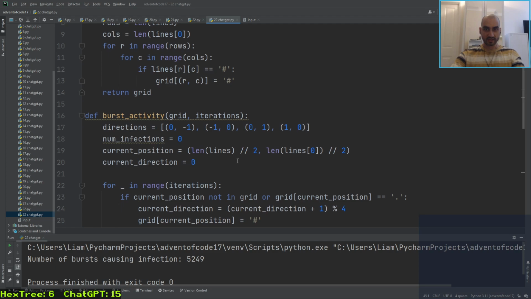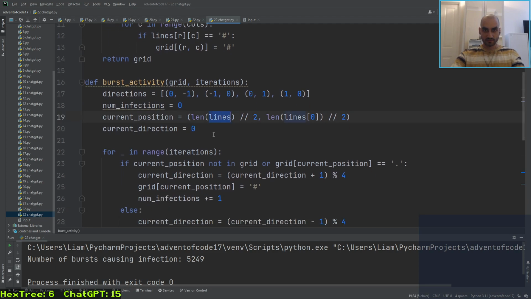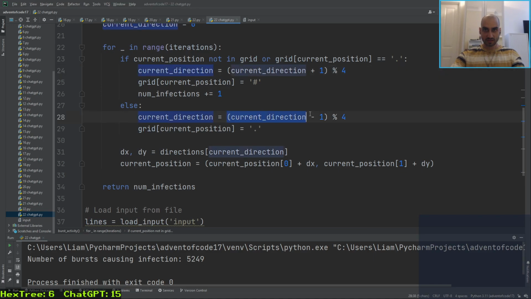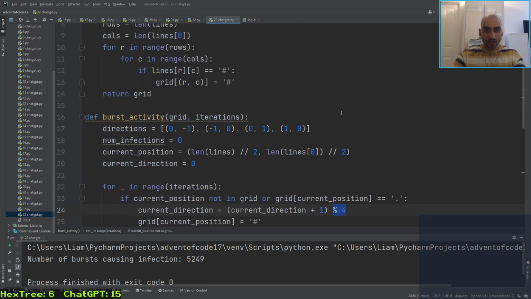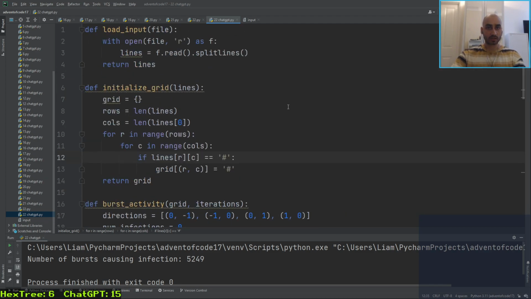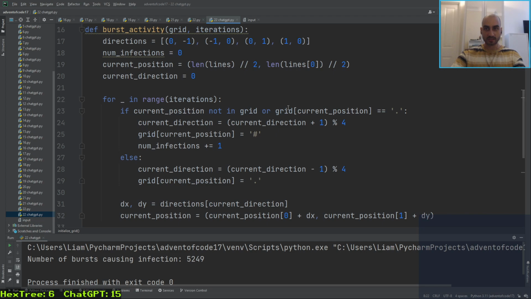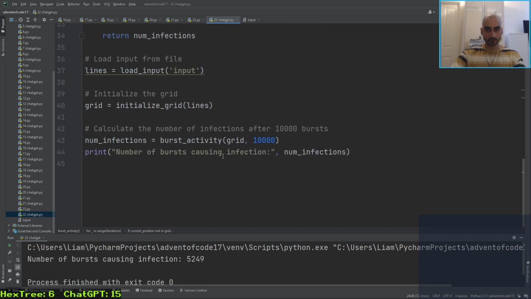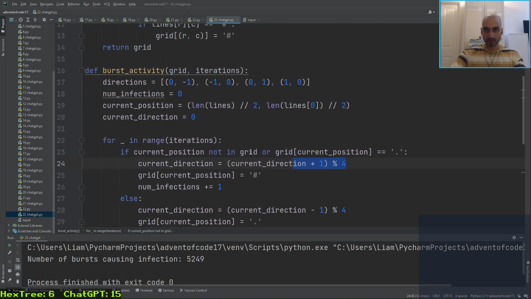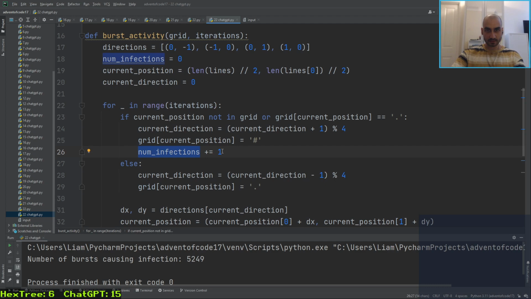See if we can actually debug it. Wait, what do you mean? Why is he doing %4? Oh, that's the direction. Okay, that's correct. Actually, that's a smarter way of doing it than what I did. But what has he done wrong? Num infections is +1.